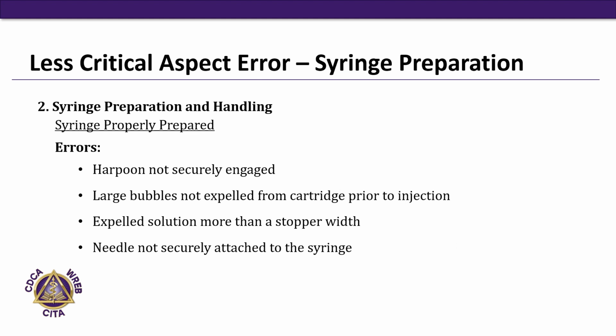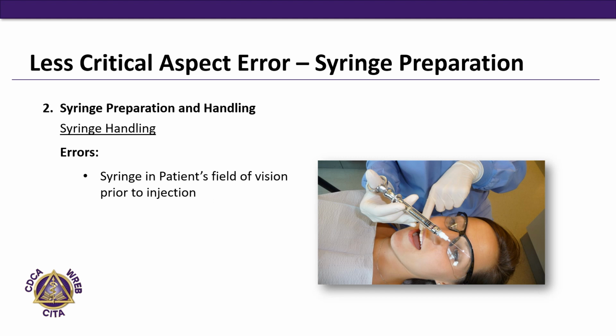If you recognize that the harpoon is not engaged at the time of aspiration, you may withdraw the needle and re-engage the harpoon. An error will be noted for the following: harpoon not securely engaged, large bubbles not expelled from cartridge prior to the injection, expelled solution more than a stopper width, or the needle is not securely attached to the syringe. In this image, the needle is in the patient's direct line of vision.